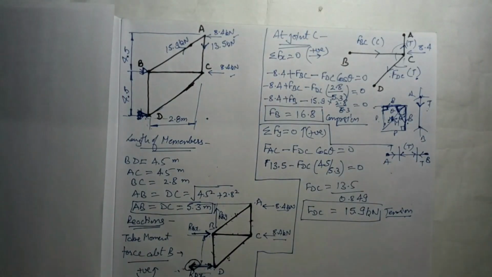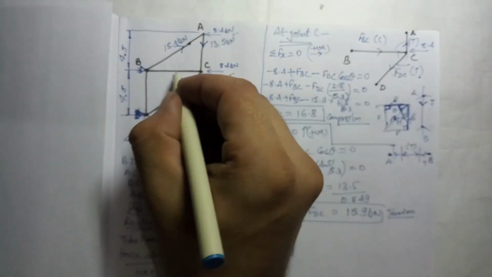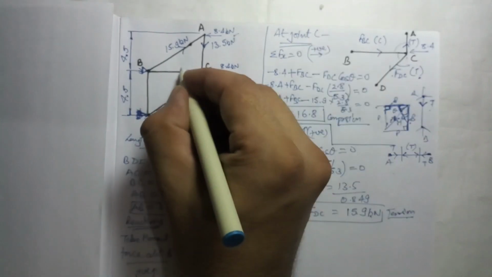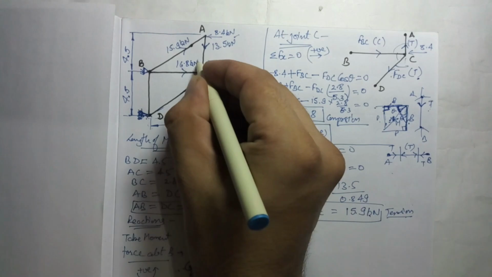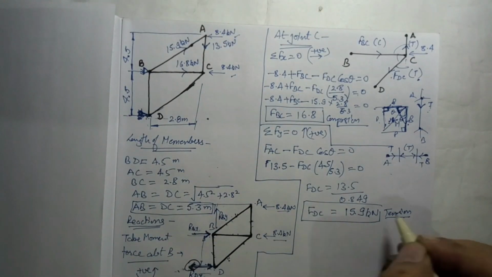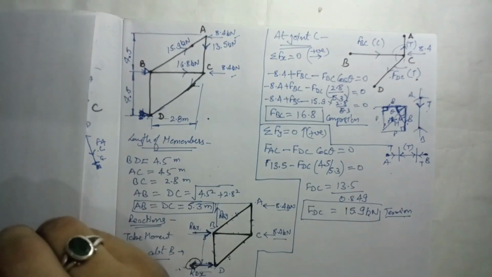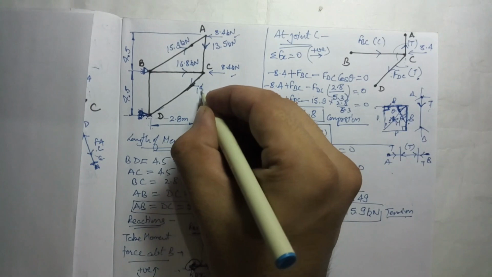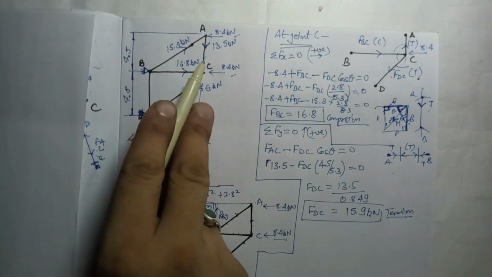Then we go for the C joint, we get the value of FBC, this was BC actually, FBC means this value, and it is again coming compression, so we are getting this value, and this is coming 16.8 kilonewton. And then we get the value of FDC, that is 15.9, and tension, so FDC, this is tension, so in this way we can find out, and we have 15.9 kilonewton. So it means we have found the value 1, 2, 3, 4.